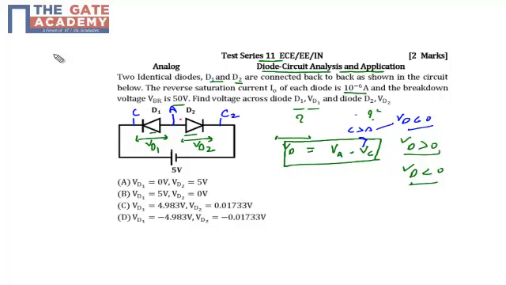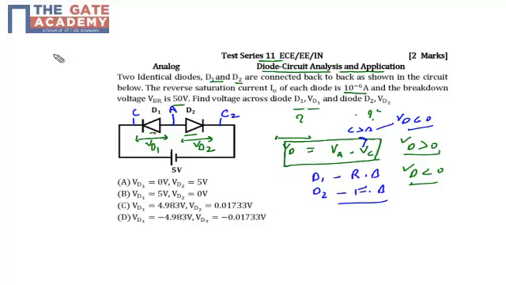On the other hand, in the case of D2, the anode is connected to a much more positive potential, much greater than the potential at the cathode C2, because C2 is connected directly to minus 5 volt. So VA is at the higher potential. It means that D2 is forward biased. So my conclusion is that D1 is reverse biased and D2 is forward biased.